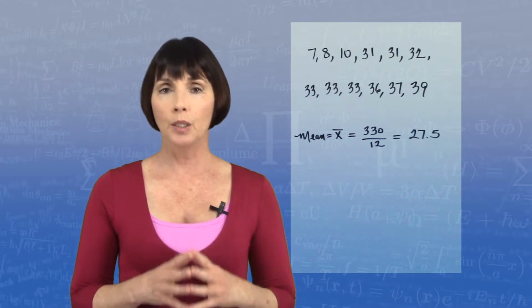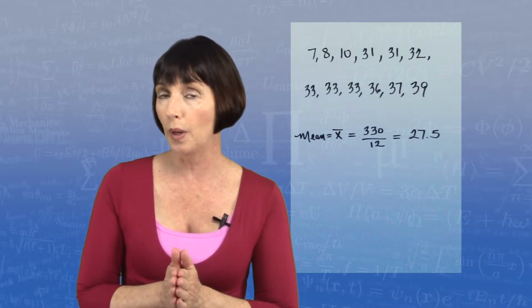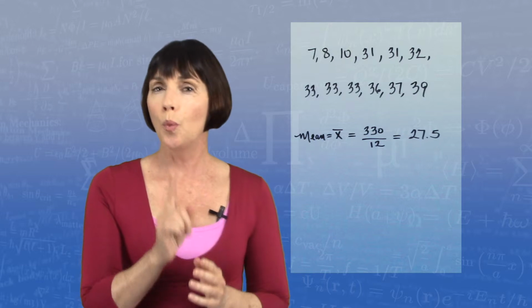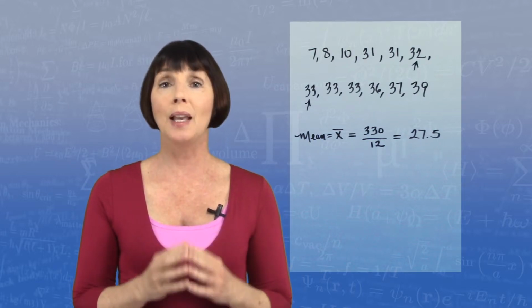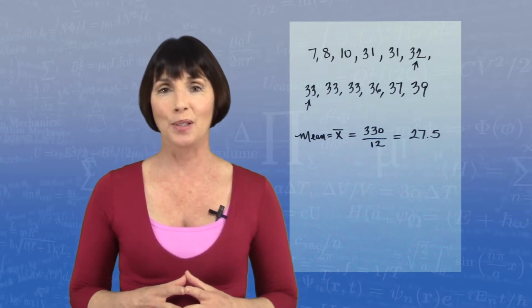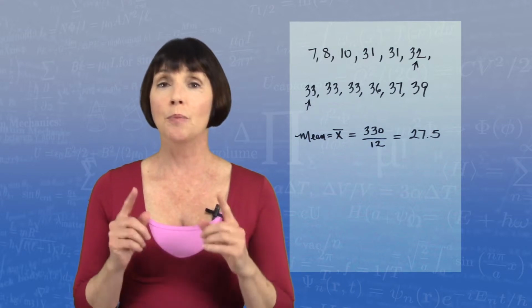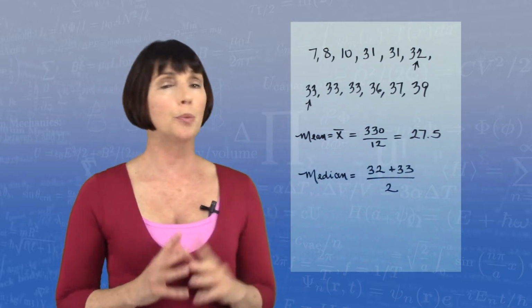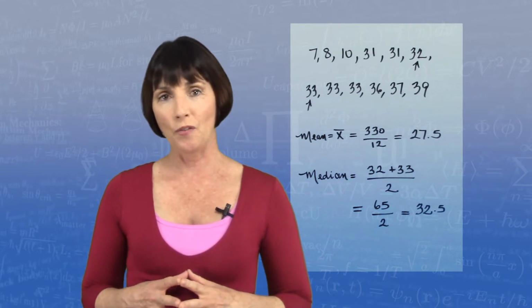Now, the median will be the value in the middle. In this case, I have an even number of data points. So there isn't one value in the middle, there are 2 values in the middle. So the median will be the mean of the 2 middle values. The 2 values in the middle are 32 and 33. So my median is 32 plus 33 over 2, which gives me 32.5.